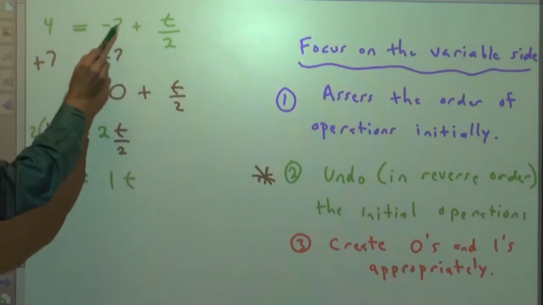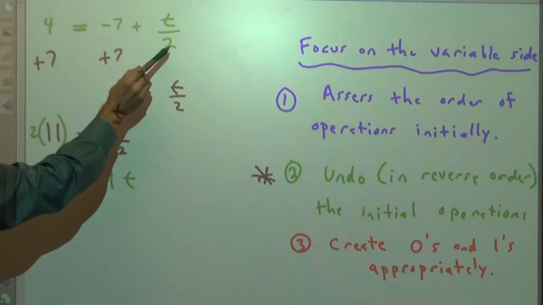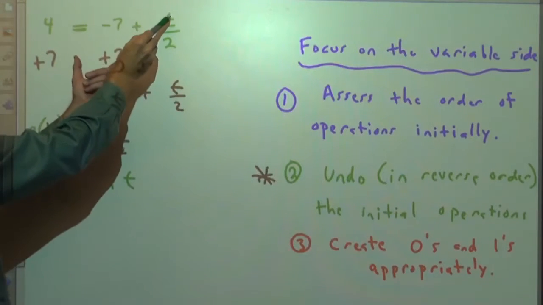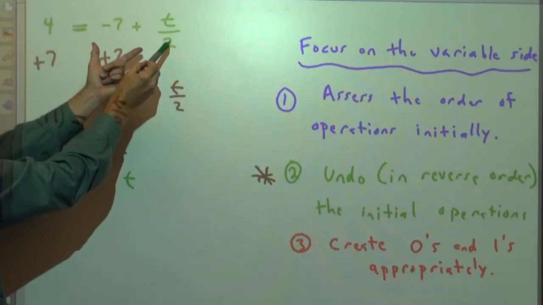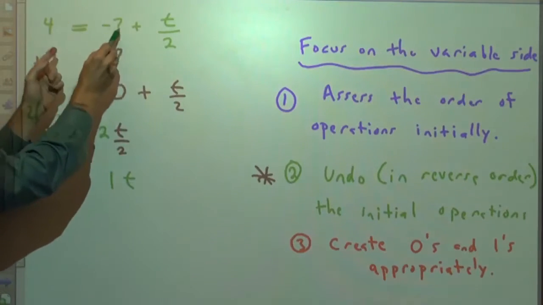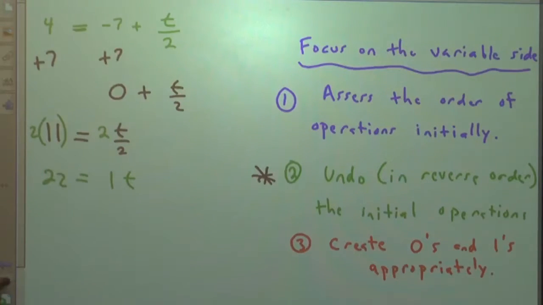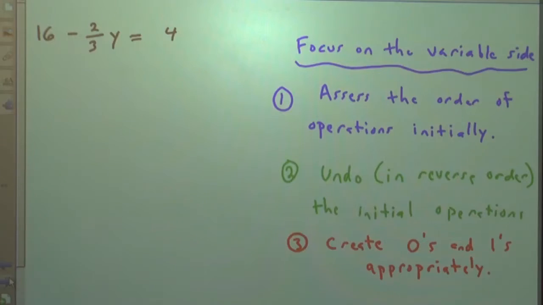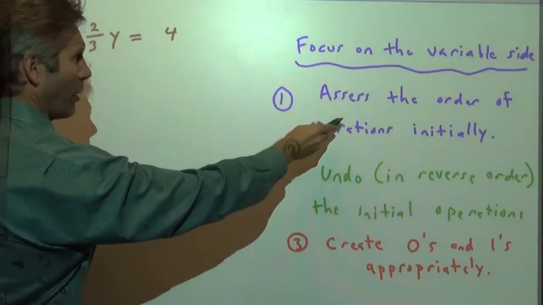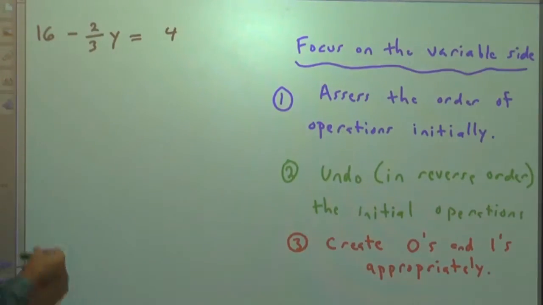Check our work. Negative 7 plus 22 divided by 2. We have to do the 22 divided by 2 first. That was our point. That gives us 11. Negative 7 plus 11 is 4. Correct answer. Uh-oh, fractions. Assess the order of operations on the side where the variable is.